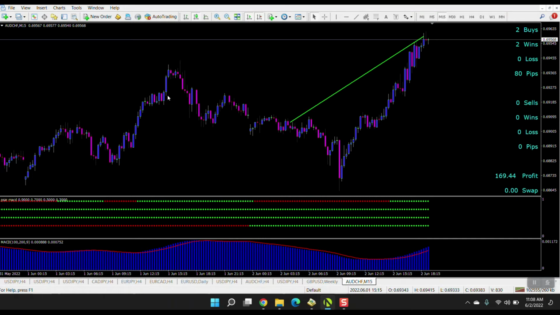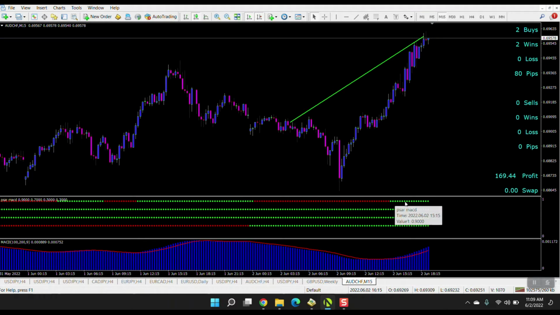But sometimes, this is a 15-minute chart. Sometimes when the 30-minute 100 200 is rising, and the 60-minute is rising, and the 240 and the 1440 are rising, sometimes it's kind of like you've got more than one motor on the boat.